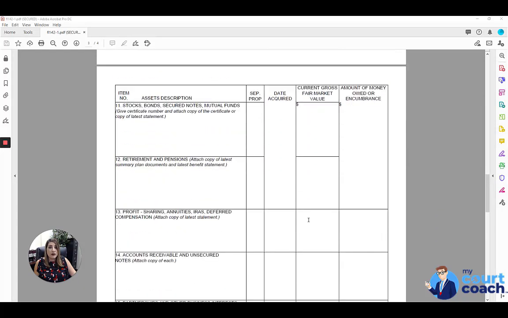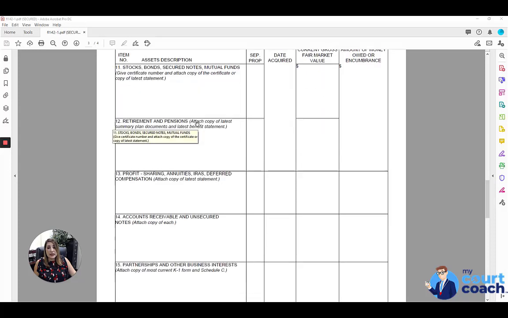And next we have our investments and retirement accounts. Box number 11 is for you to list any stocks, bonds, secured notes, or mutual funds that you have. List the fair market value. And of course, when I'm saying list the fair market value, I don't mean ignore all these other categories. I've just already discussed those, so I'm not going to keep repeating it. But fair market value, and then attach a copy of the current statement or certificate.